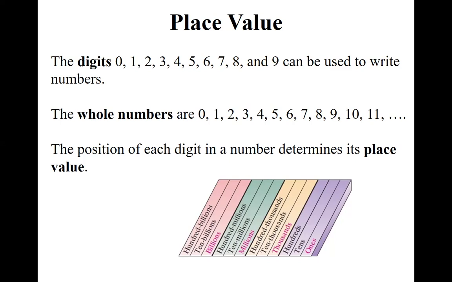The next three are millions, 10 millions, 100 millions, and then billions, 10 billions, 100 billions. This continues with trillions, quadrillions. Fun fact, zillions is not a number. There is no such thing as a zillion.